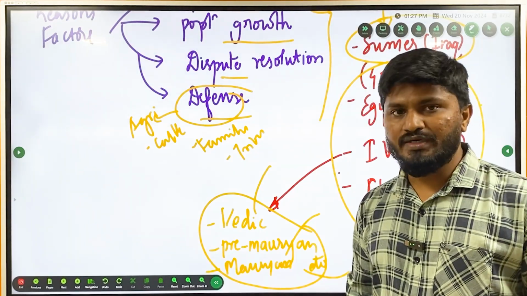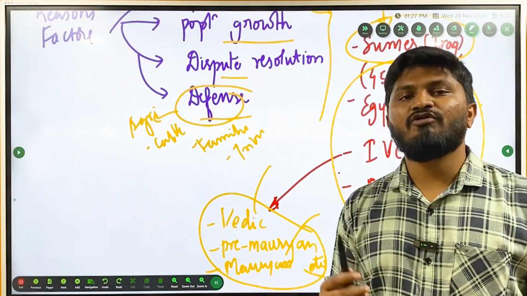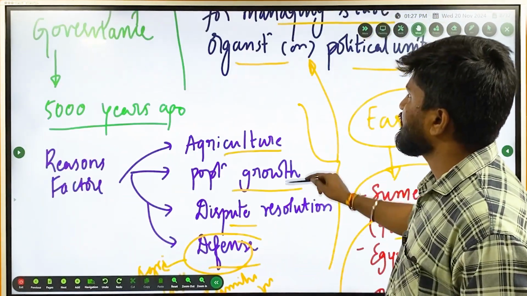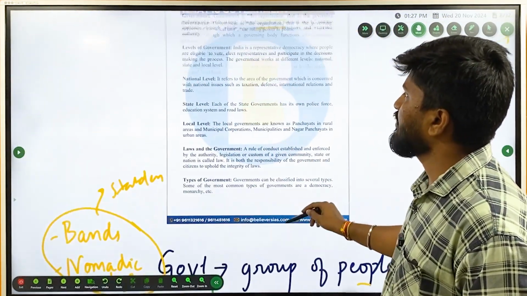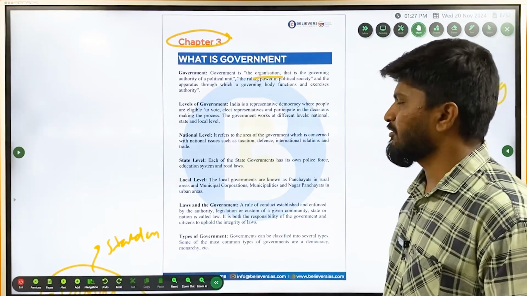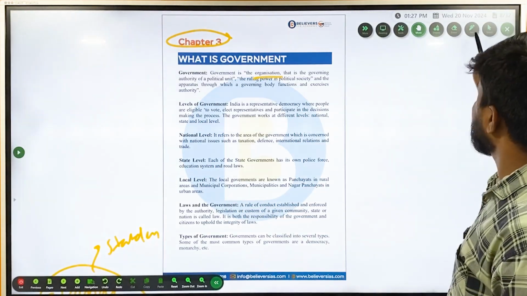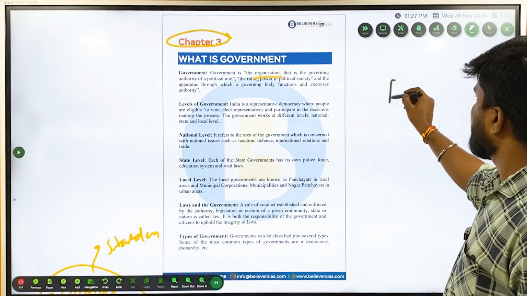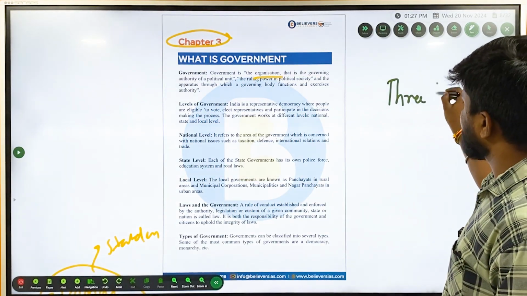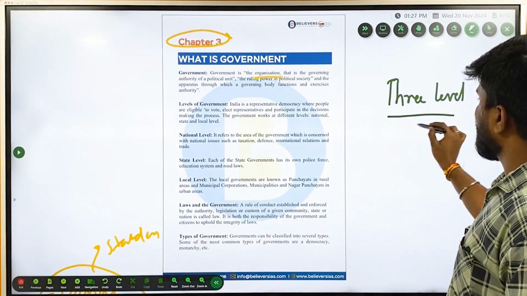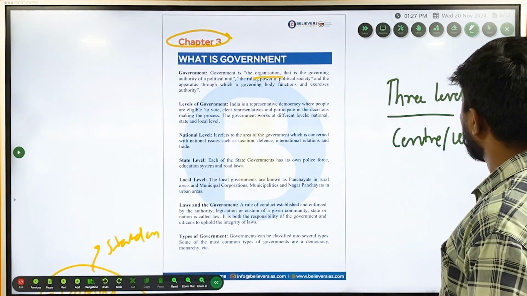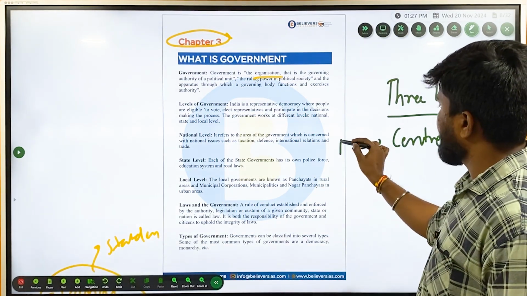Now that we understand what is government, we will understand the forms of government. How many forms of government are there, and what are the levels of government? India is a representative democracy, and in India there are 3 levels of government. At the top there is the center or union, which is at the national level.